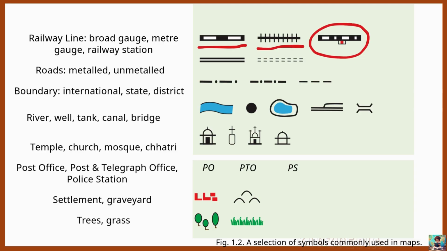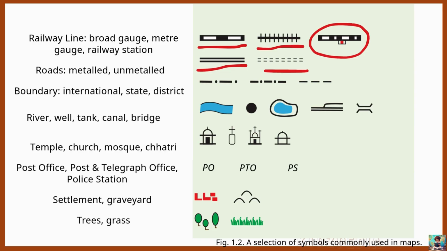For metalled roads, we use this symbol. Metalled means a road that is strong and smooth. A pakka road made with cement or tar, that is strong and smooth. For unmetalled road, we use this symbol. Unmetalled means a kacha road that is temporary or weak, made with mud, wood or stones.